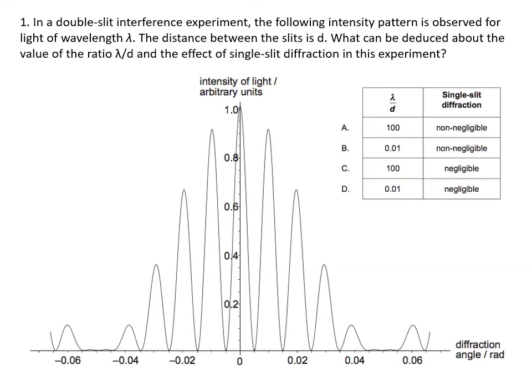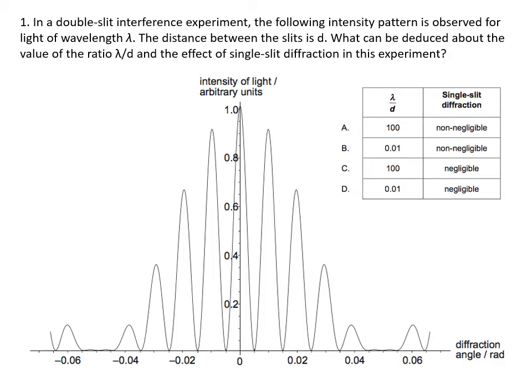Here we go, question number 1. In a double slit interference experiment, the following intensity pattern is observed for light of wavelength lambda. The distance between the slits is little d. What can be deduced about the value of the ratio lambda over d and the effect of single slit diffraction in this experiment? So do we see that single slit modulation?